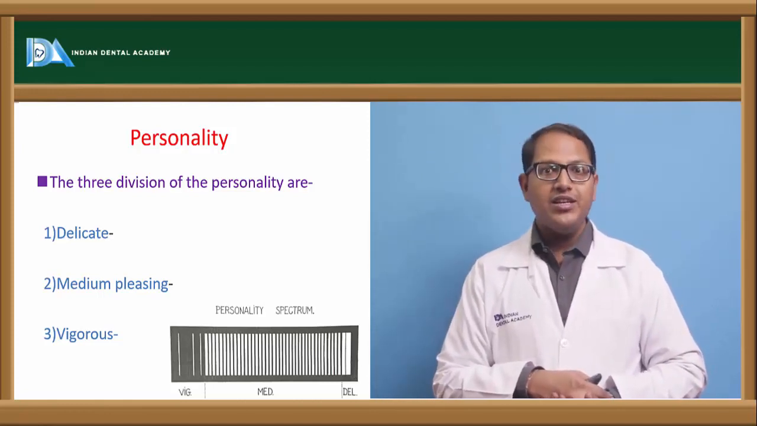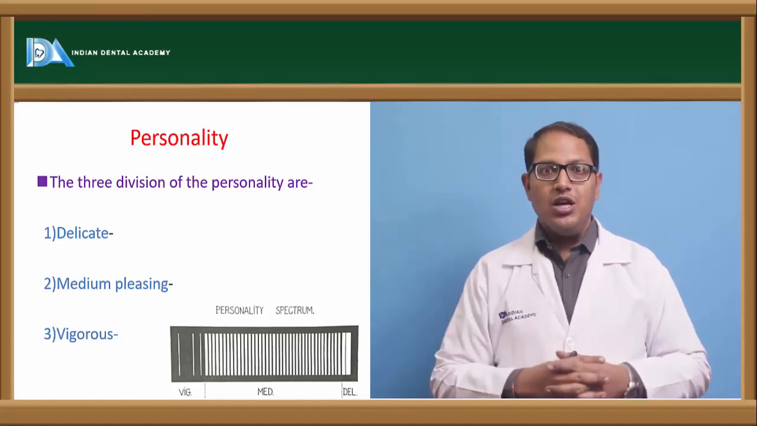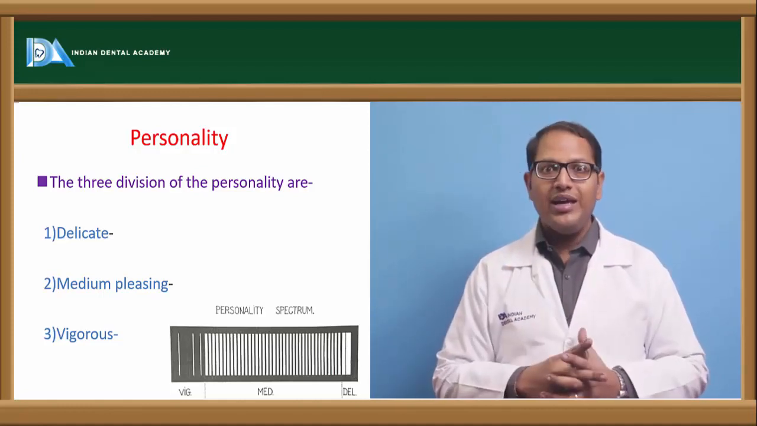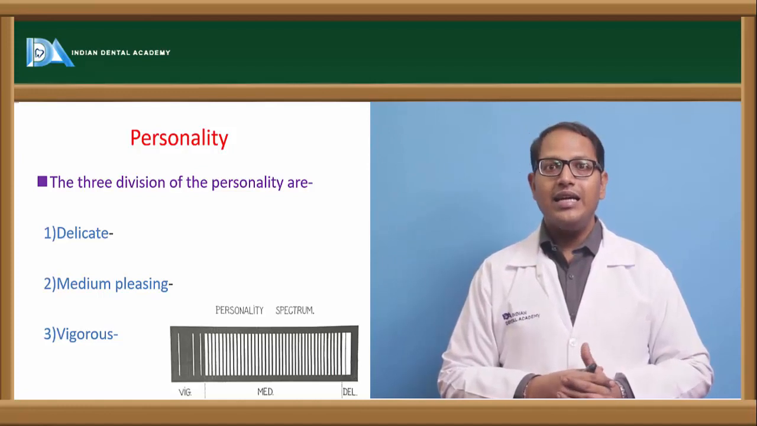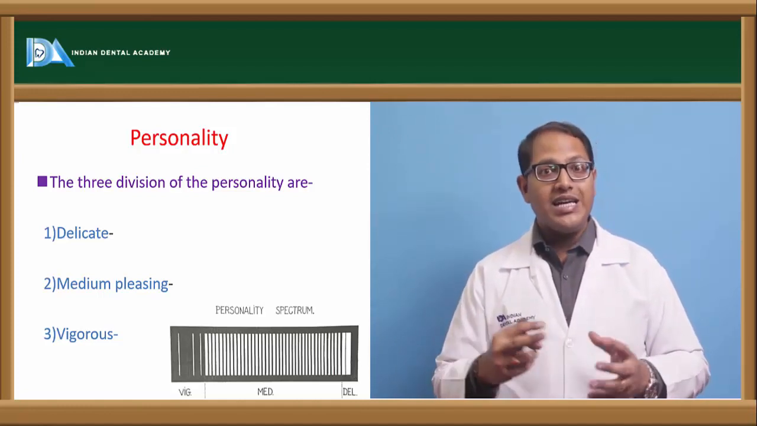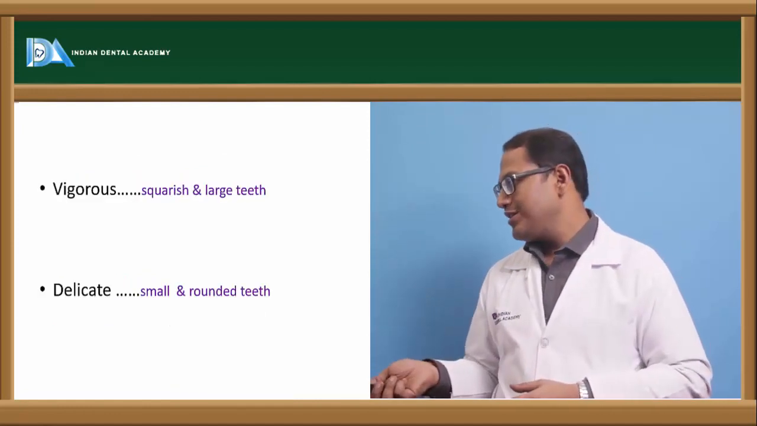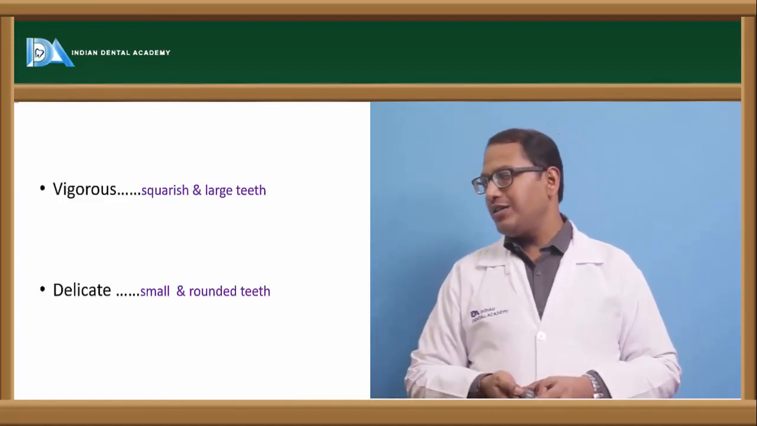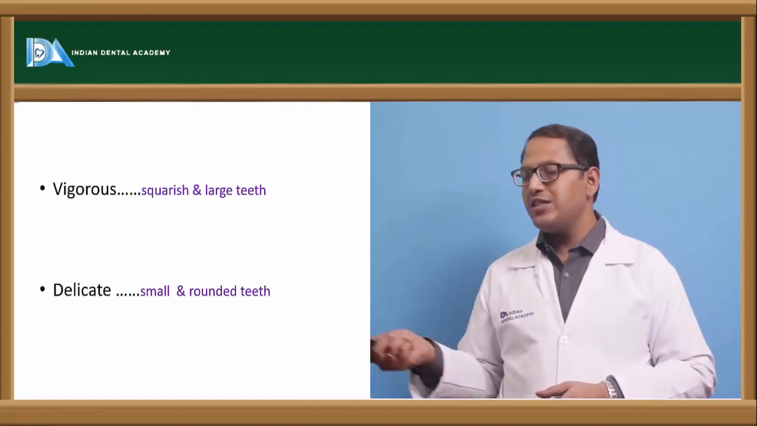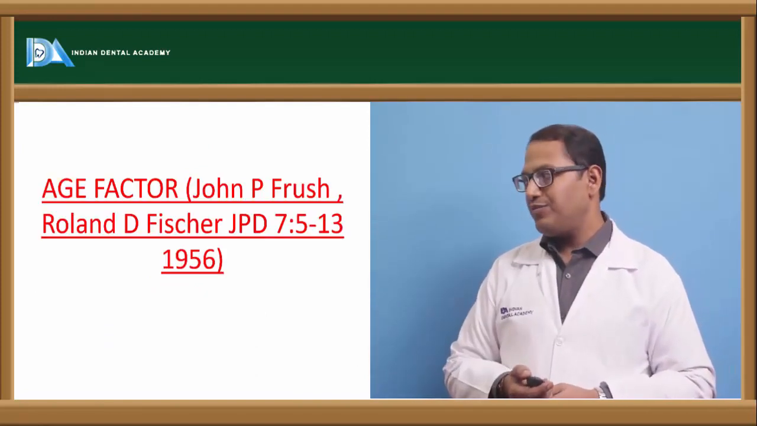Whereas for a vigorous kind of patient, you need to have large teeth, visibly big teeth, squarish in nature, and the line angles and the point angles will be sharpened enough to give that vigorous look in the particular patient. So that is how we understand the difference between vigorous and delicate kinds of people.